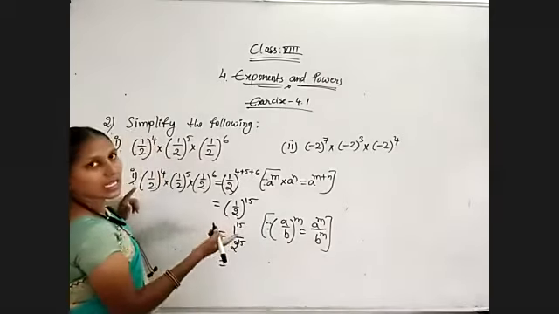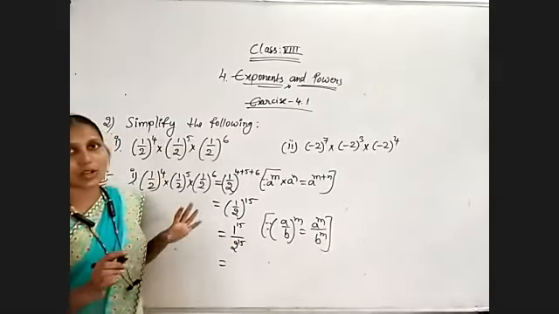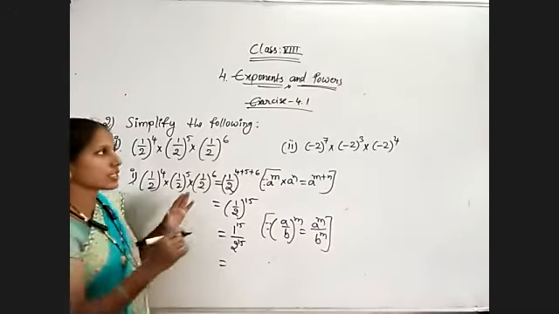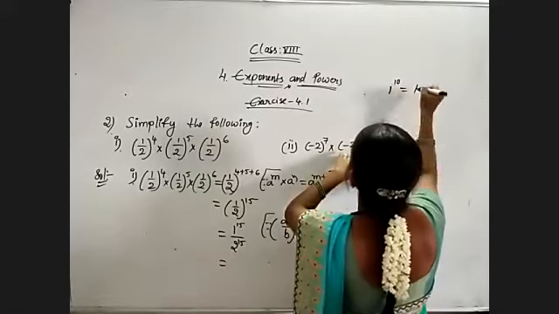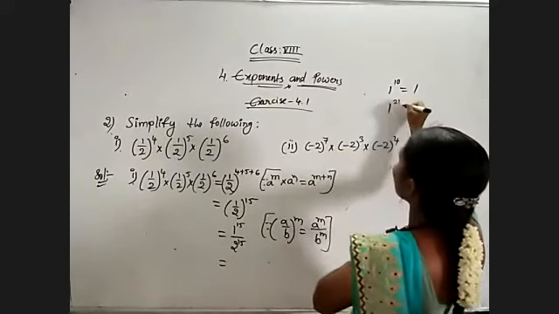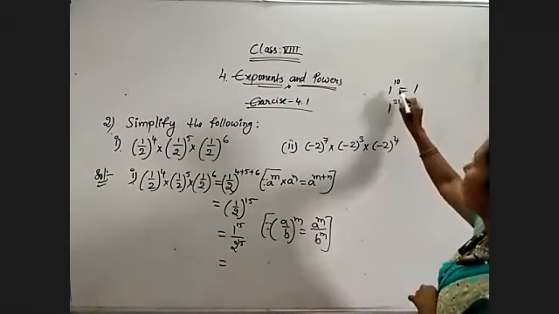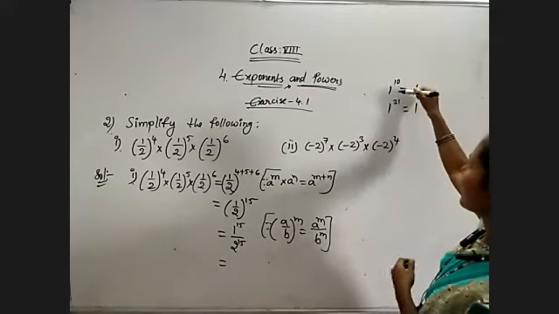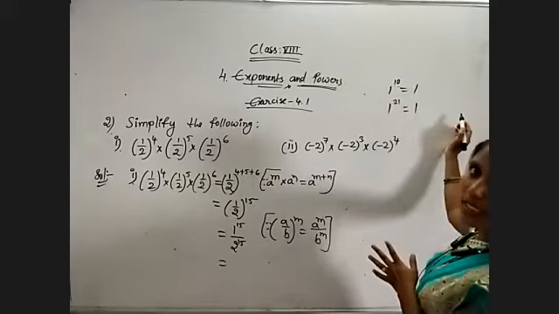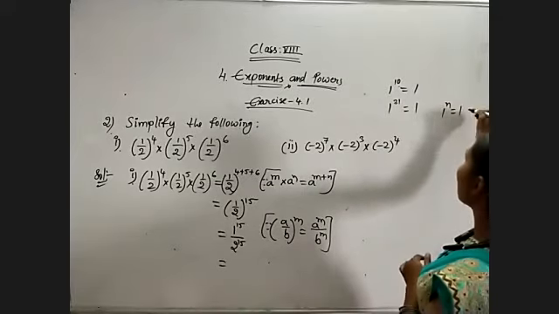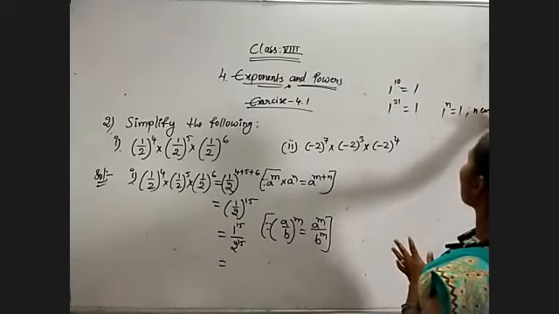1 power anything is 1 itself. However many times you multiply 1, you will get 1 as the answer. Suppose I have multiplied 1 ten times, then also it is 1 itself. If I have multiplied 1 twenty-one times, it is 1 only, whether the power is even or odd. 1 to the power of n is 1 always, whether n is even or odd, whatever number.